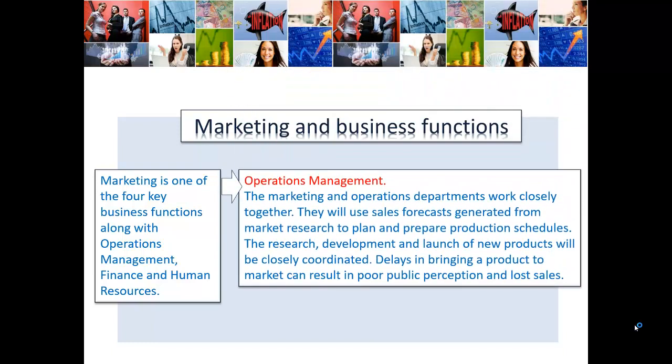Operations management, the marketing and operations department work closely together. So the marketing department are going to use sales forecasts generated from market research to plan and prepare production schedules. The research, development and launch of new products are going to be closely coordinated. Any delays in bringing a product to market may result in poor public perception and lost sales from potential customers and existing customers.